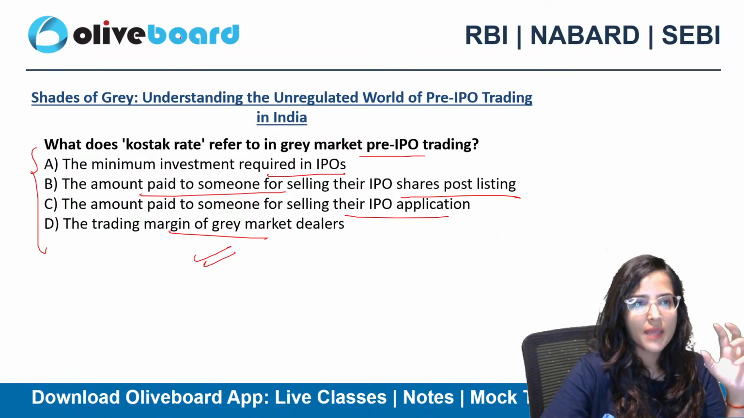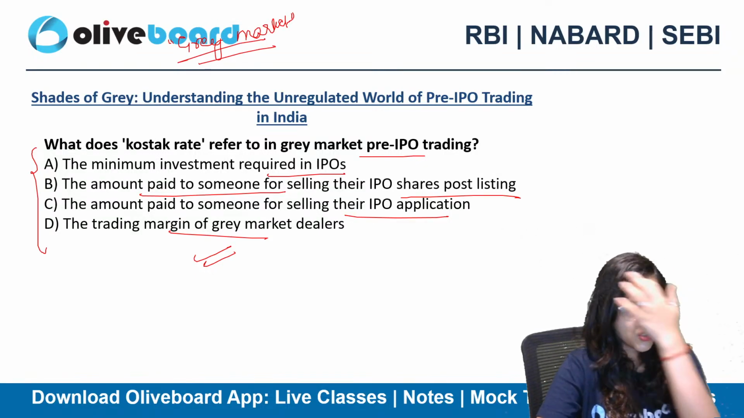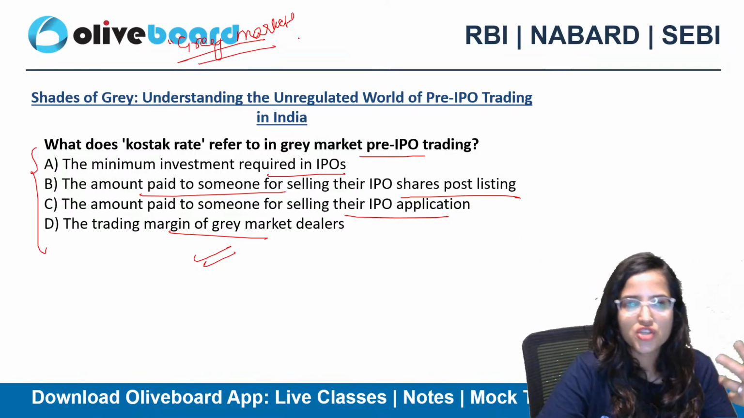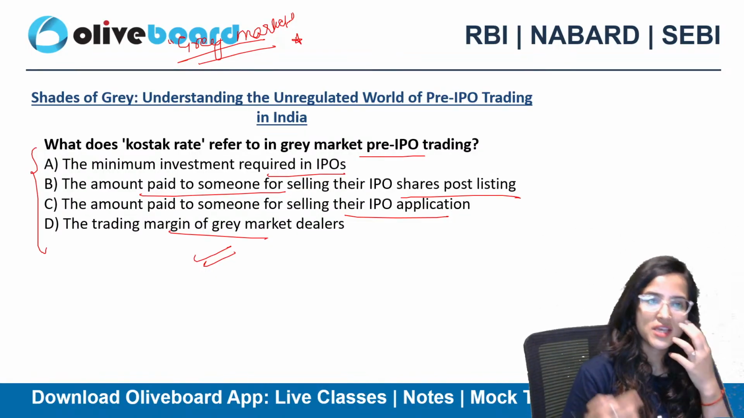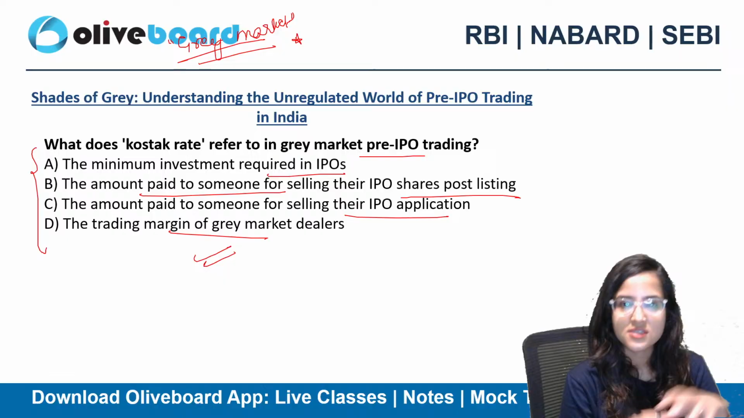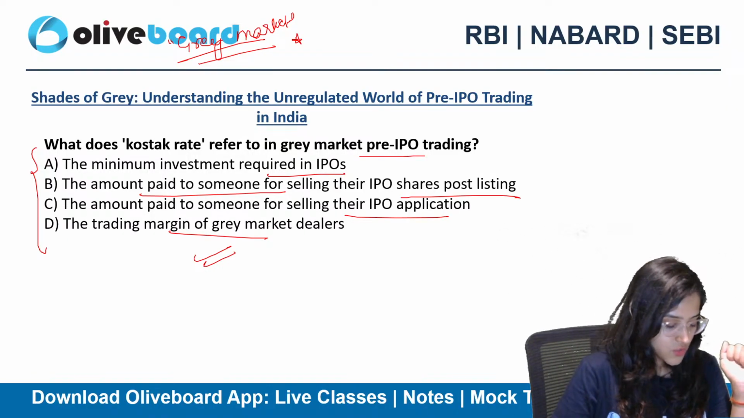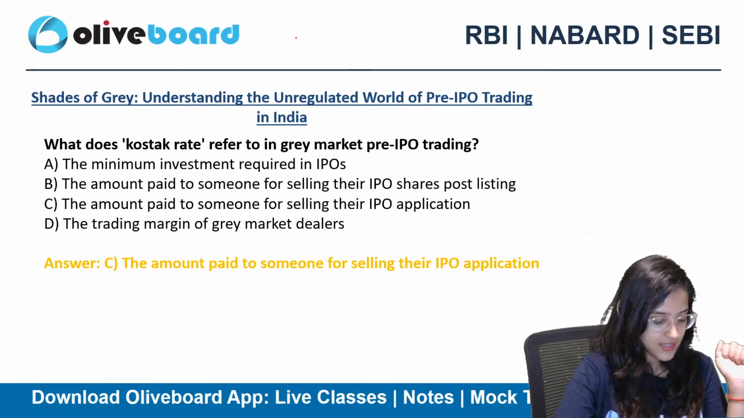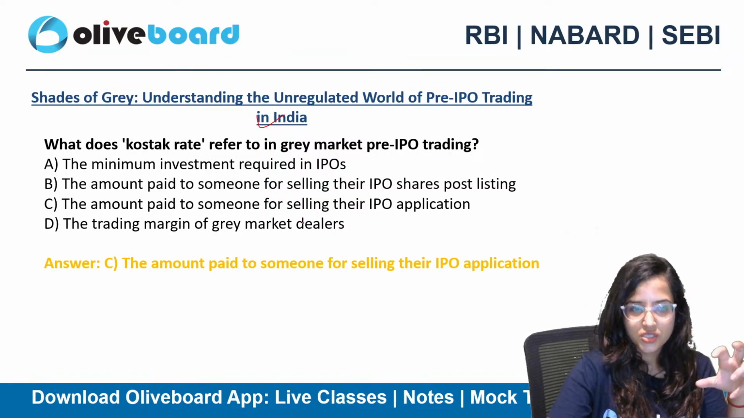So I hope now grey market is clear to you. I wanted to discuss with you the meaning of grey market, since you are students of economy and finance. Such kind of trading terms, or such kind of a market which exists separately or parallel to the existing market, you should be knowing about this in detail. Fine. So all of you giving me C as the answer. That is absolutely correct. The amount paid to someone for selling their IPO application. Exactly. Okay.